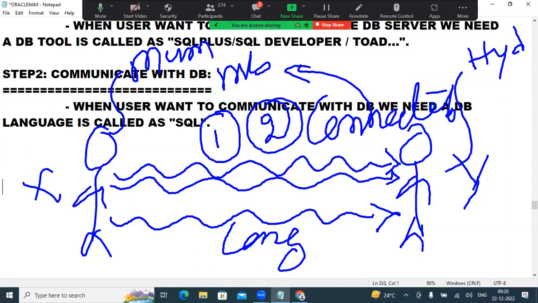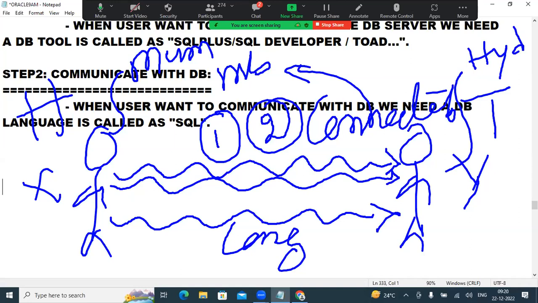For example, your X person is a Hindi person, and your Y person is a Telugu person. X person doesn't know Telugu, and Y person doesn't know Hindi. When the two people don't know each other's languages, will the communication happen properly or not? No, the communication is not going to happen properly.